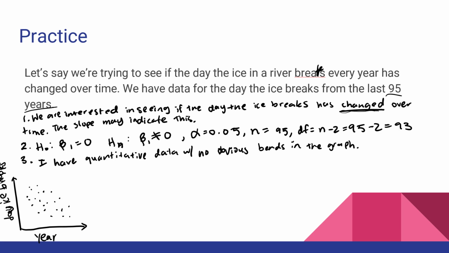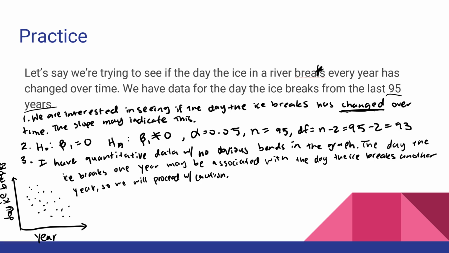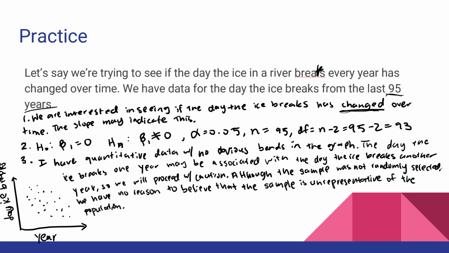For our independence condition, this is actually a little bit risky because of global warming and all that stuff, so the day that the ice breaks one year might actually be associated with the day that the ice breaks another year. But we still want to go through with our conditions, right? So we still want to pass this condition, so we're going to say, I have some concerns about this condition, but we're still going to proceed with caution. So we obviously know that the data cannot be randomly selected because we just went through the last 95 years. We can't really randomly select years. So in this case, we're going to say it's not random, but we don't have reason to believe that it's unrepresentative.